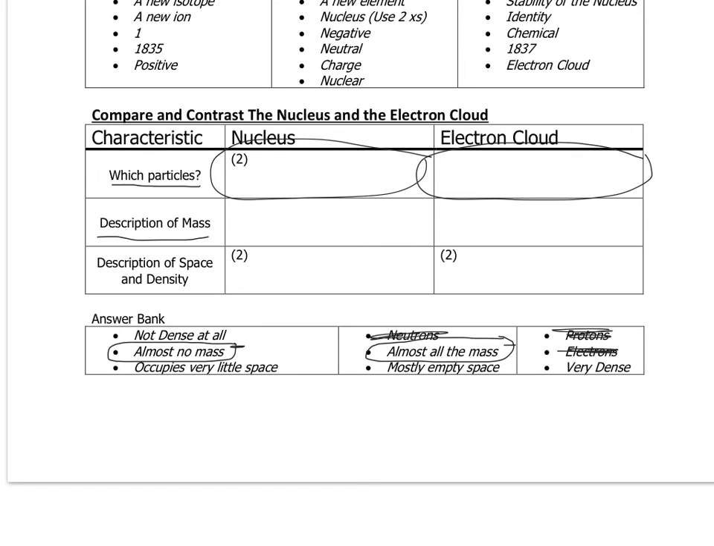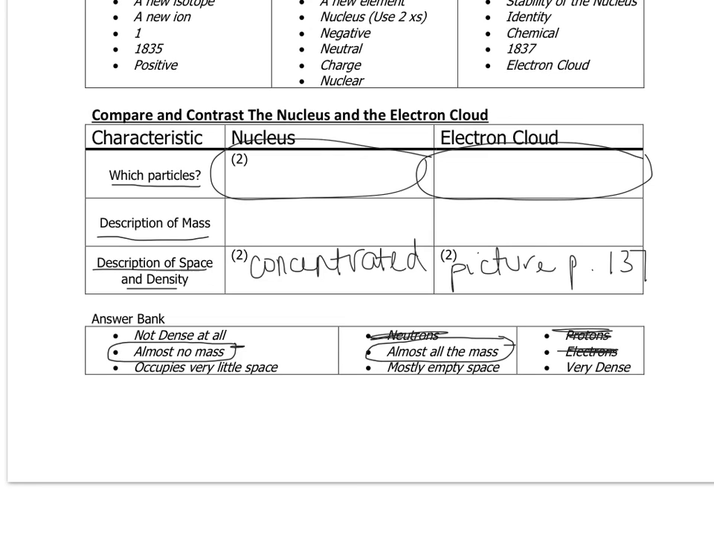And then finally, description of space and density. You're going to put 2 in for each of those. And I'm going to give you a couple hints. The book says about nucleus, it says that it's very concentrated in the nucleus. And there's also a picture on page 137 that will help you decide.